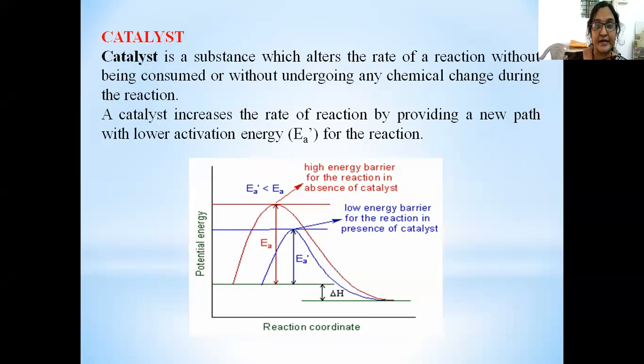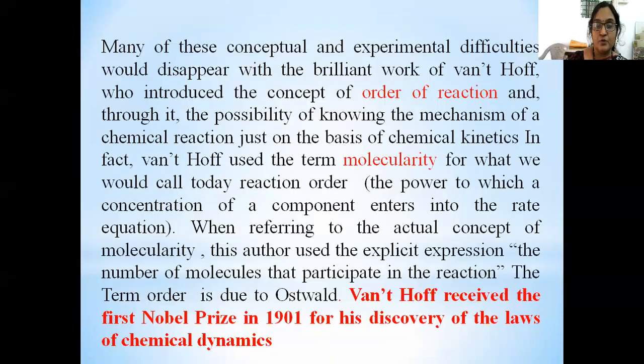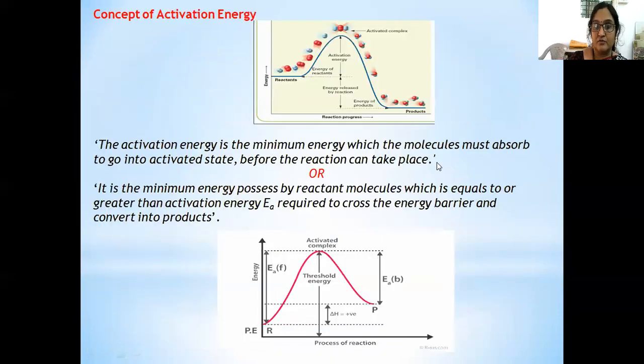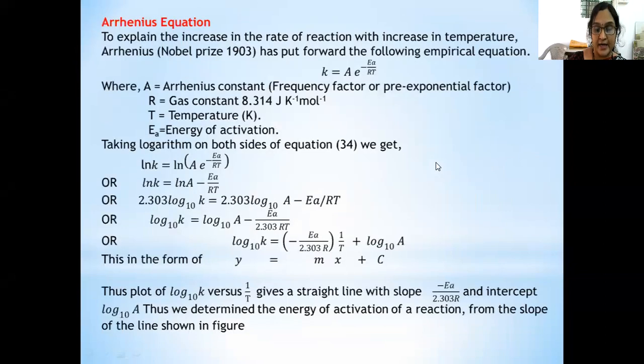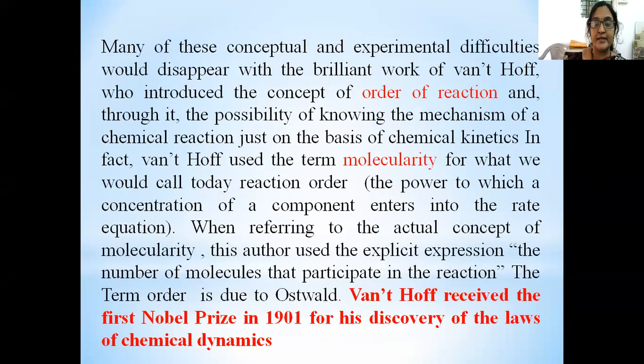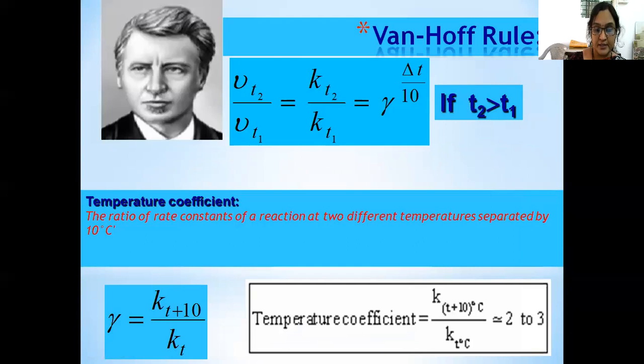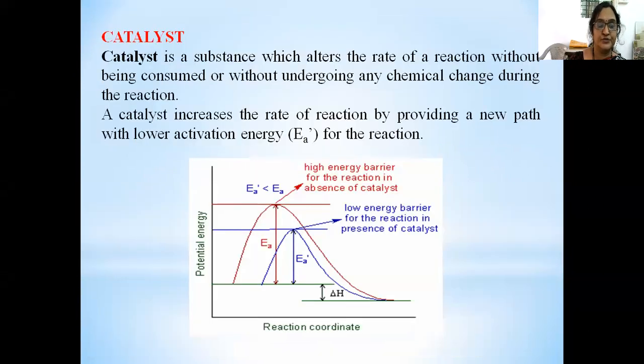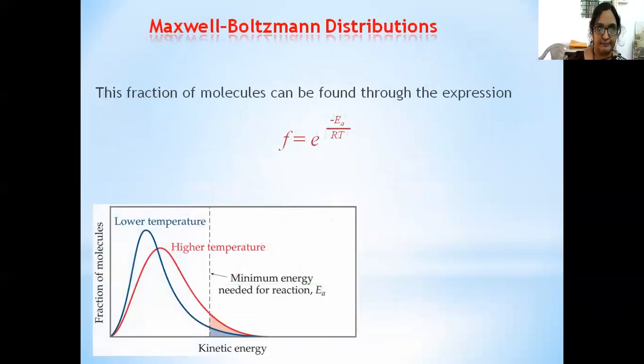Now, why do we study the Van 't Hoff rule? The work of Van 't Hoff and the work of Arrhenius together put forward a theory called the collision theory. Again, we know the catalyst. What is a catalyst? It is the substance which shows an alternative path having lower activation energy so that reactant molecules can easily convert into the product.